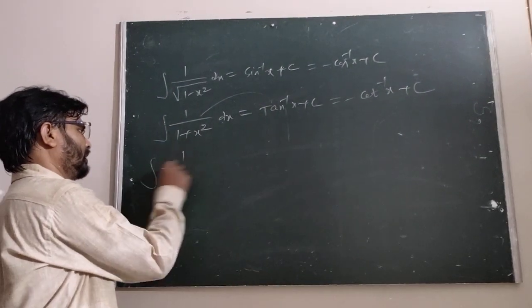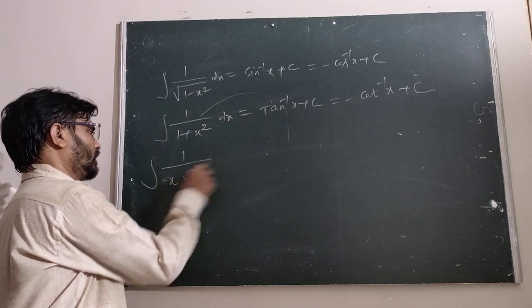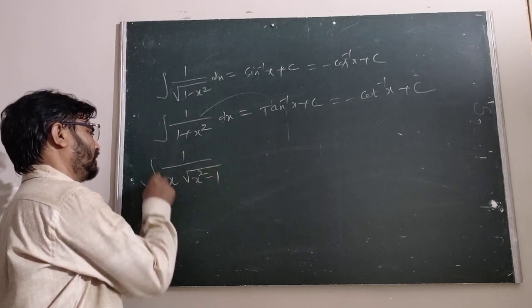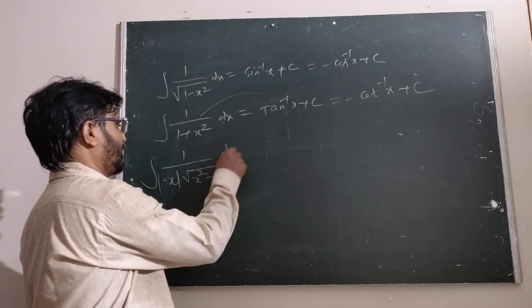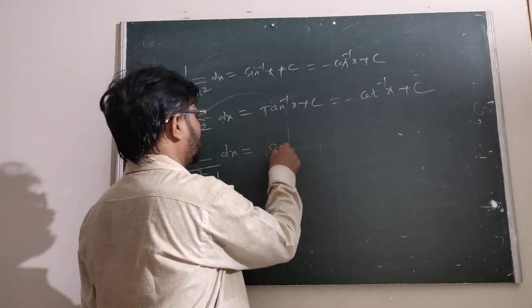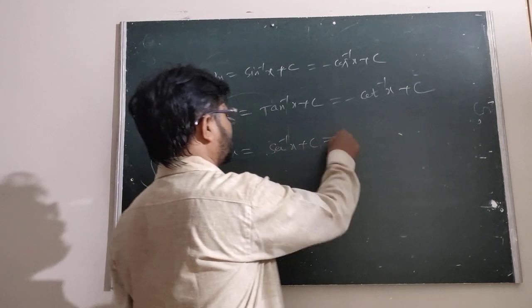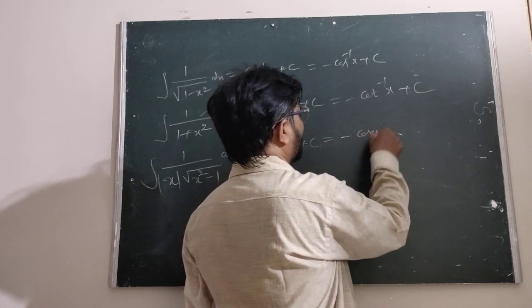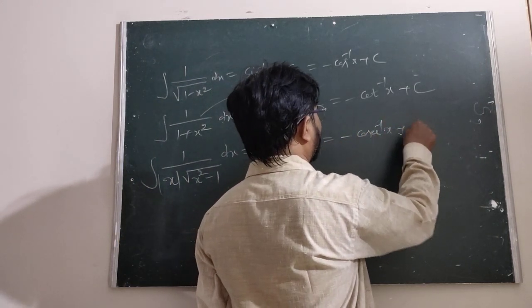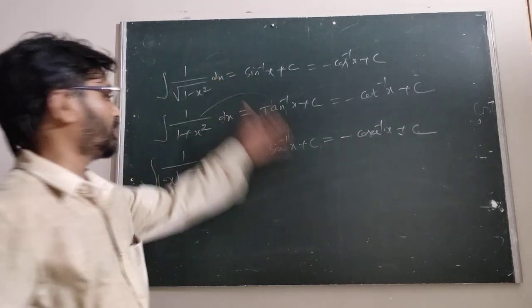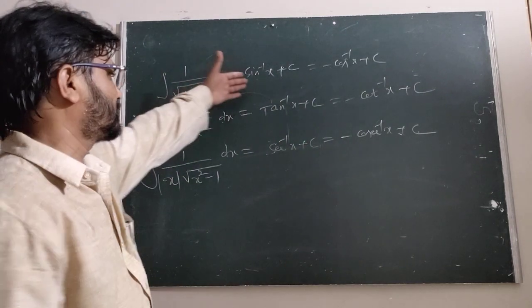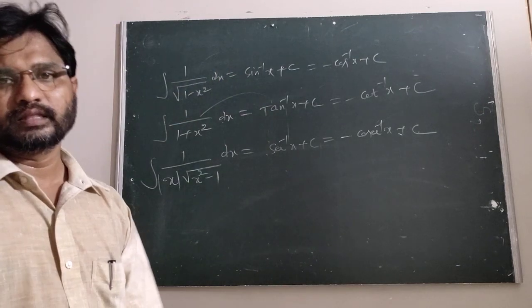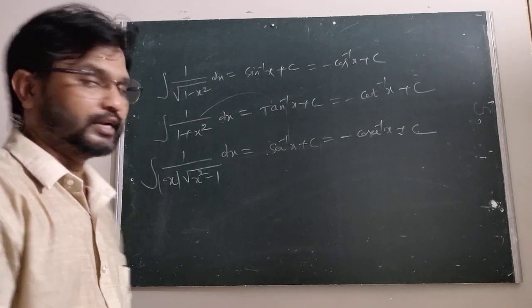Now this is 1 by root of x square minus 1. Therefore, the integral of 1 by mod x into root of x square minus 1 dx is secant inverse of x plus c, or minus cosecant inverse of x plus c. These three formulas are the integrals of the inverse trigonometric functions.